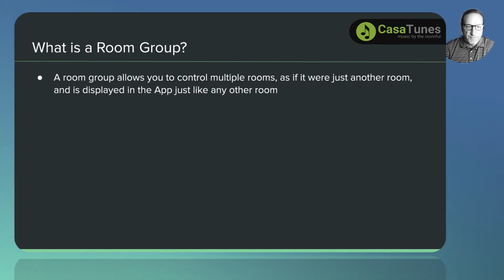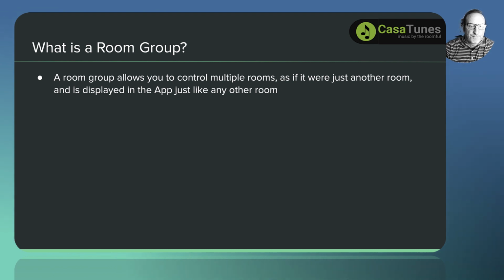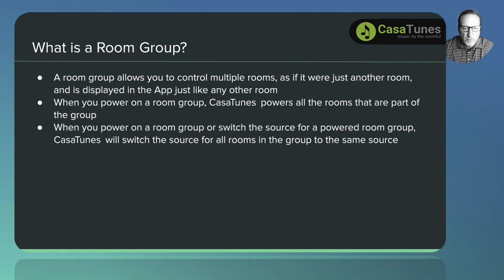So what is a room group? Well, a room group allows CasaTunes to control multiple rooms just as if it was another room. And it actually adds another room to the app, which looks again just like another room. So when you power on that room group, CasaTunes will go ahead and power on all the rooms that are part of that group. And when you power on the room group, or if you switch the source for a powered on room group, CasaTunes then switches the source for all the rooms in the group to be the same source.